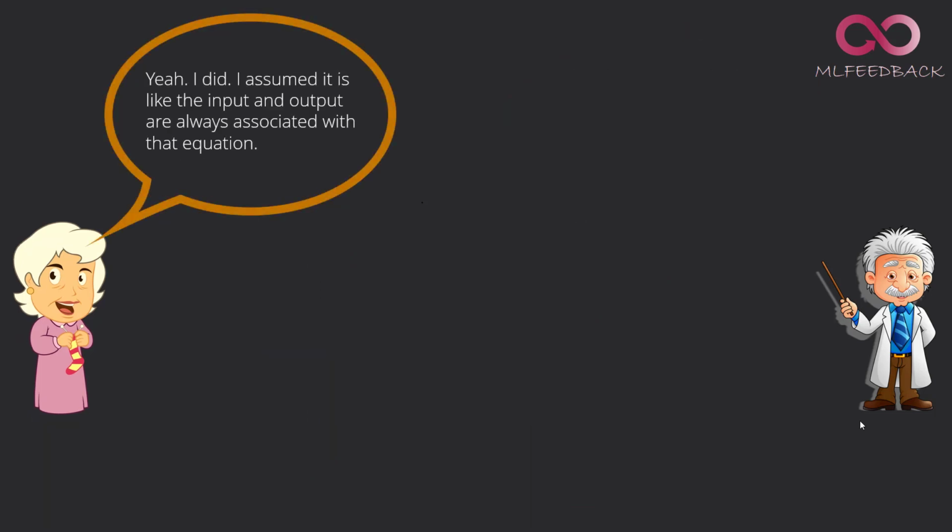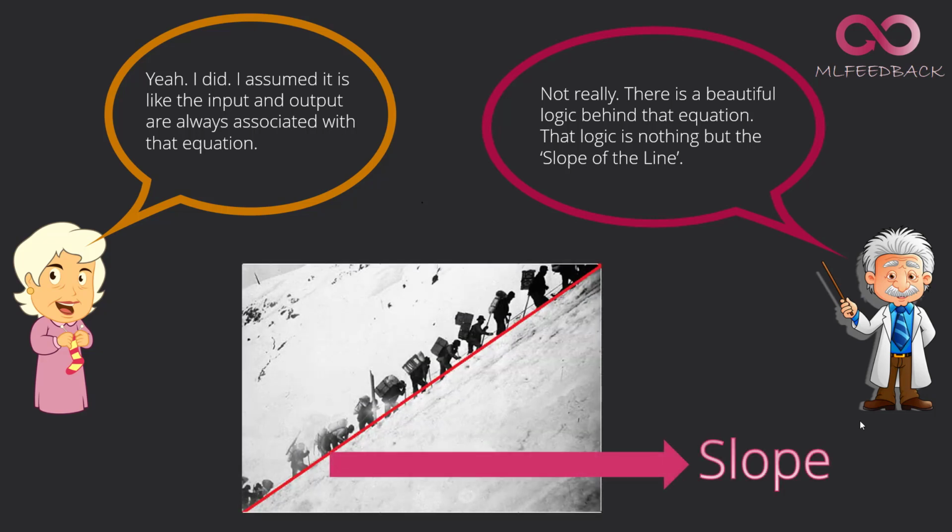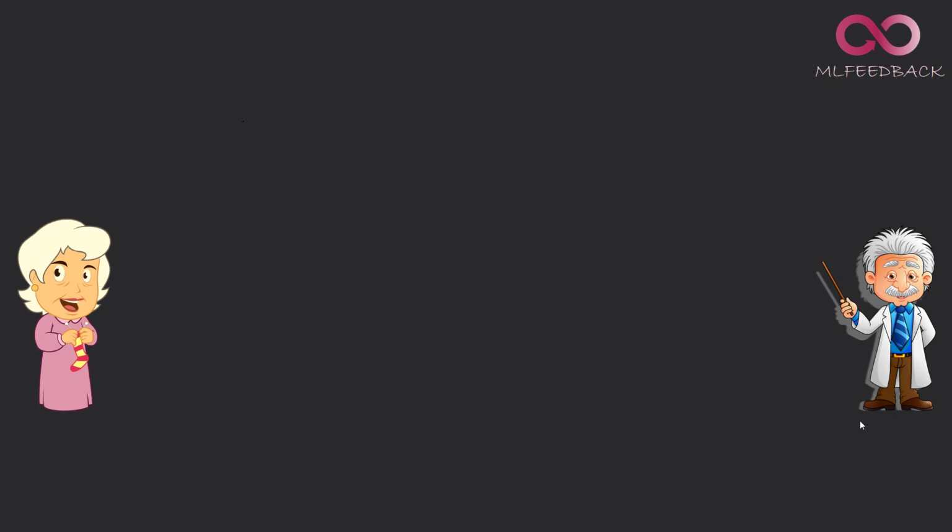Granny says, yeah, I did think about it, but then I just assumed it. It is just an equation that connects input and output. Nothing more, nothing less. Albert says, not really. It's not just an equation. There is a beautiful logic behind that equation. That logic is nothing but the slope of the line. So what is this slope?